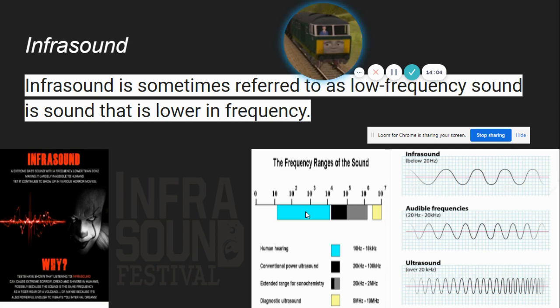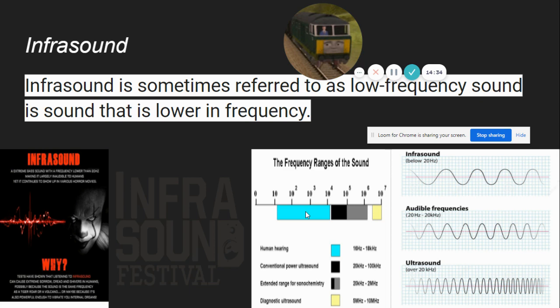Okay, so the conventional power ultrasound is 20 kHz to 100 kHz. Some of you might think it's like 10^4 to 10^5. Even though it doesn't really say it on this graph, it actually reminds you of it. So just bear with me on that.